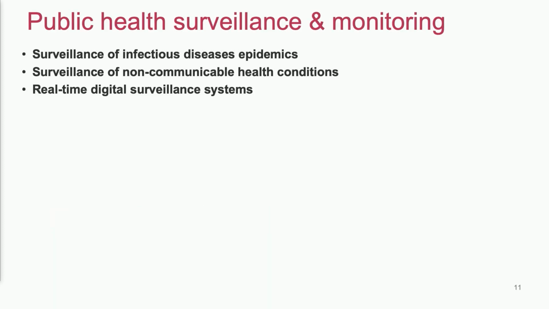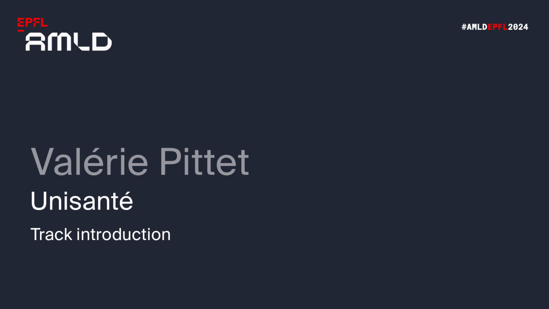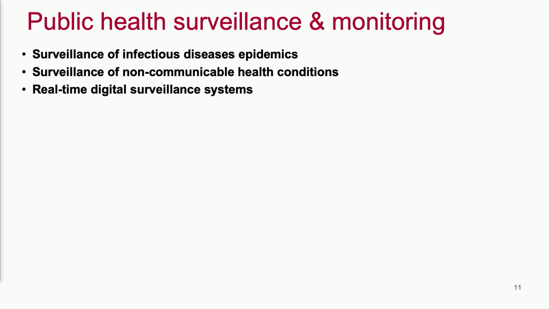So now, my colleague will present a few examples of real implementation of public health surveillance and monitoring. Yes, thank you. So I will show you now some examples of application of AI in different main domains of public health. The first is public health surveillance and monitoring. You probably also, if you were in the last session, heard about that.